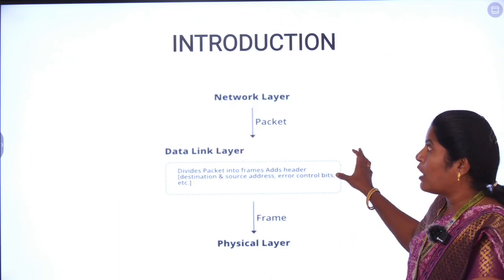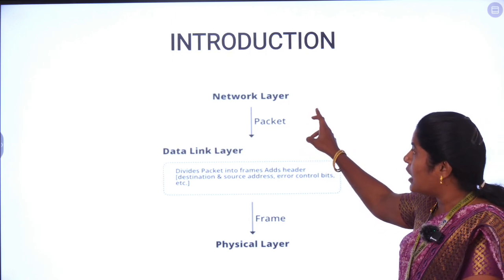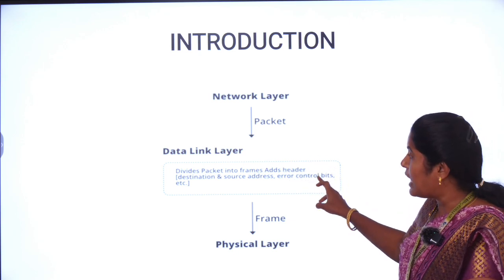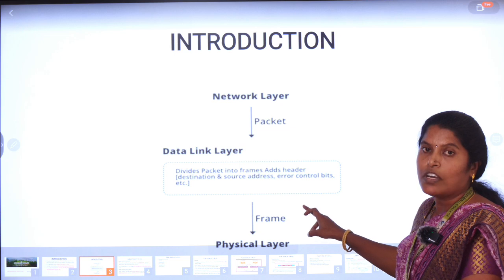This is a block diagram showing the functions of data link layer. The packets from the network layer are received at the data link layer. At data link layer, these packets are divided into frames and sent them back to the physical layer.